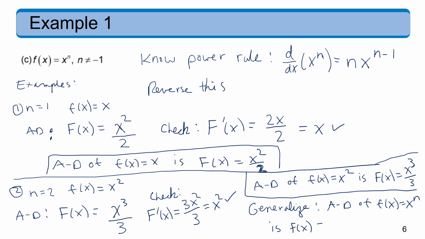So looking at the two examples we did, notice in both cases we took the given function and we raised the power by 1. Right, we went from first power to second power here. On this example, we went from second power to third degree, right? So we know we're going to have to increase this power by 1 degree. So it will become x to the n plus 1.